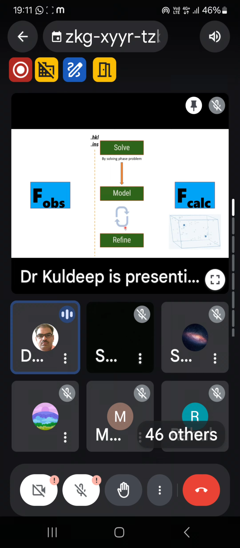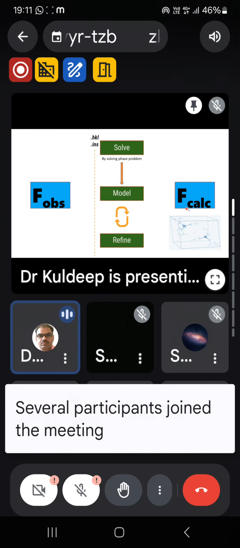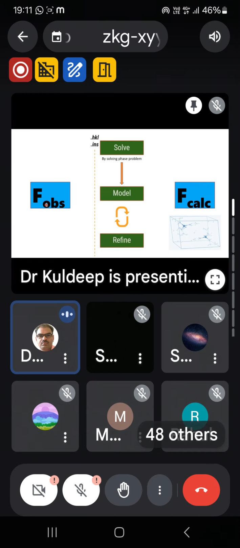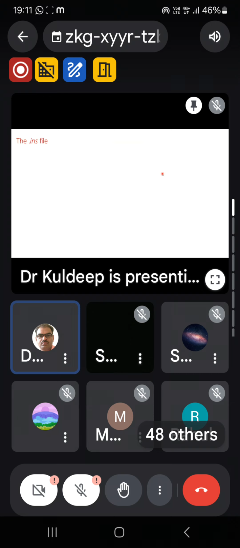We do this refinement over and over again, so that we can get a good electron density map like this. So now you can see the structure is appearing there. So F calculated is getting closer and closer to the F observed. We finally get the structure, and we assign all the atoms. When F calculated matches with the F observed, the refinement is over, and we get the final structure of our compound. And then come to the .ins file, the instruction file.